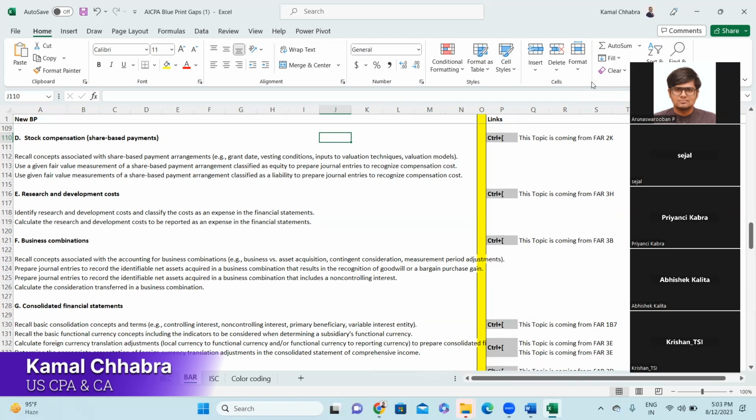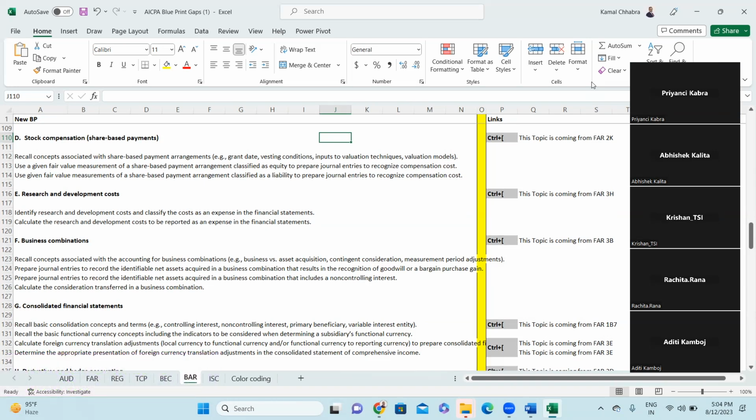Abhishek, Sejal, Francie, Rachita, Aditi. Are you guys here? Yes, come on. Anything you would like to add?